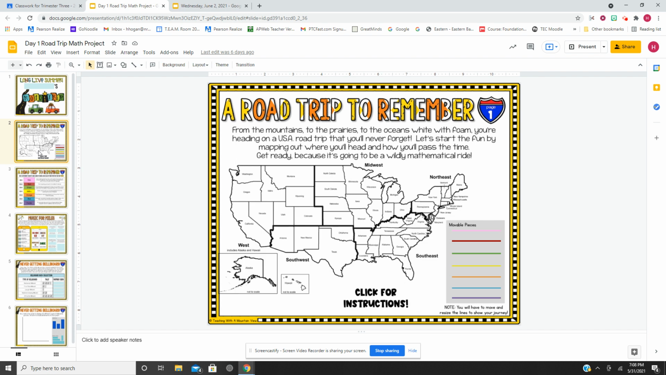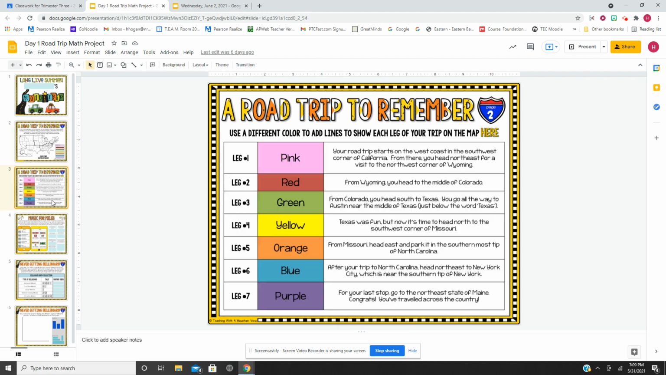From the mountains to the prairies to the oceans white with foam, you're heading on a USA road trip that you'll never forget. Let's start the fun by mapping out where you'll head and how you'll get there. Click for instructions. So you're going to go to slide 3.